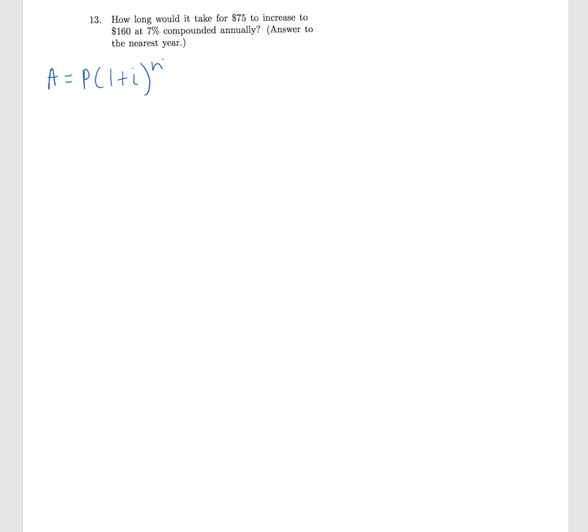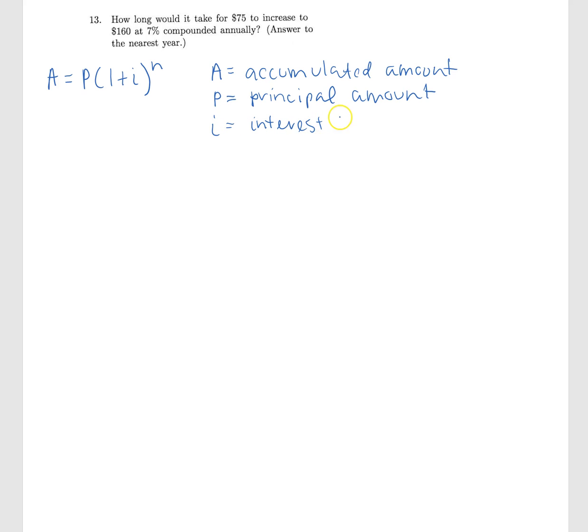And these variables here, I'm going to write out what each of them means. So A is the accumulated amount. P is the principal amount. i is our interest rate, and that's per compound period, depending on what that is. And n is our number of compound periods. So in this case, our interest is compounded annually, so our compound period is 1 year.